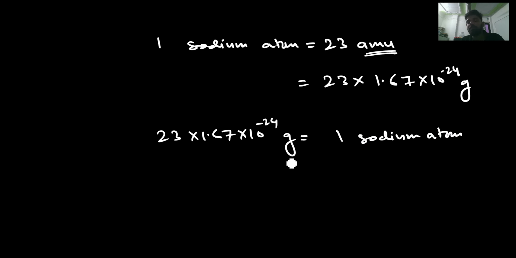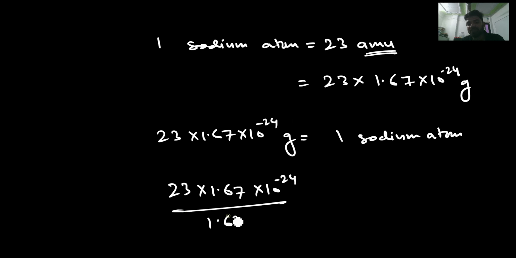Then how many atoms will there be when this mass becomes 23 grams? What number do you need to multiply by in order to make this exactly 23 grams? You want to calculate how many atoms there are in 23 grams of sodium. For that, you divide this number by 1.67 into 10 to the power minus 24, so that cancels out and gives you 23 grams.